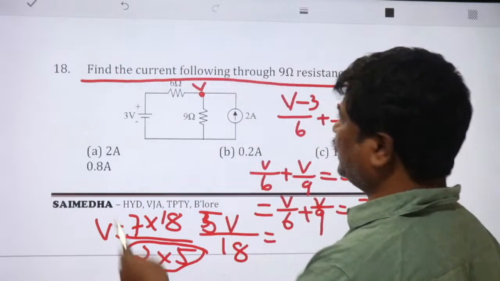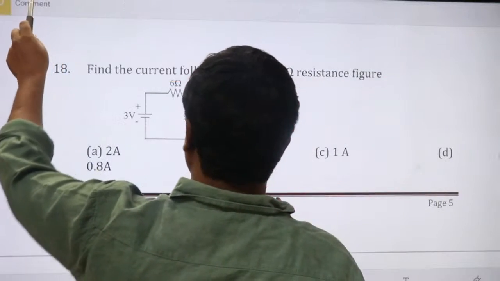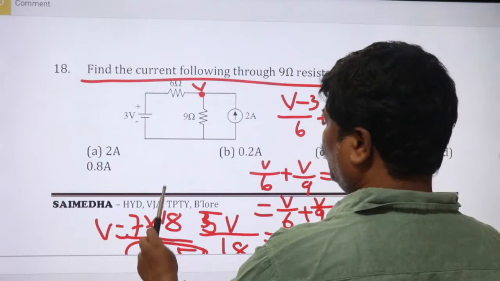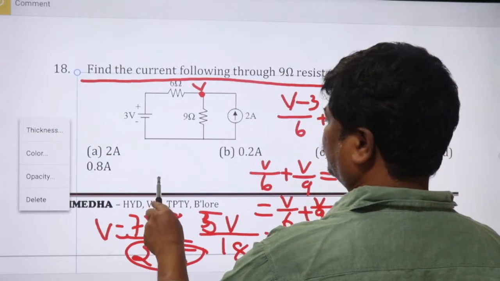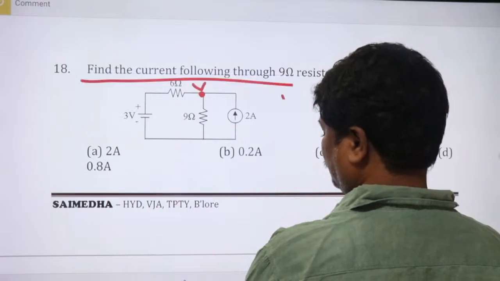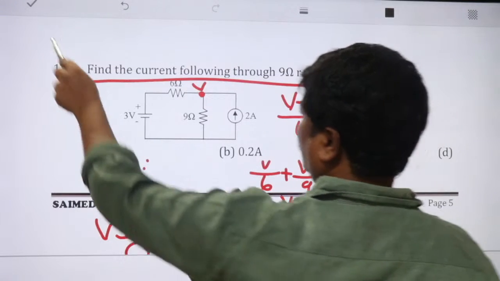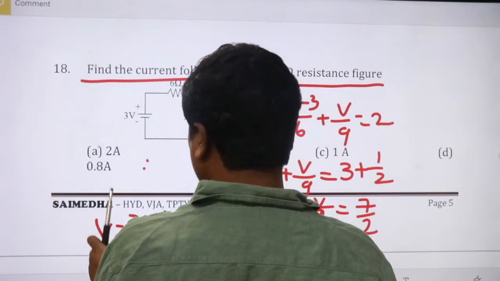Or otherwise, how can you do this procedure? How can you solve this one? We can do it by some other procedure also. Have you got it, ma?